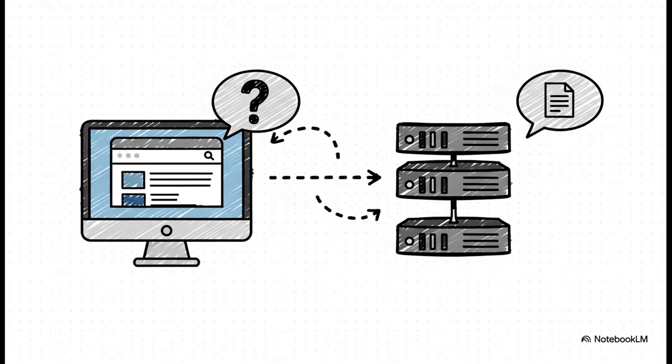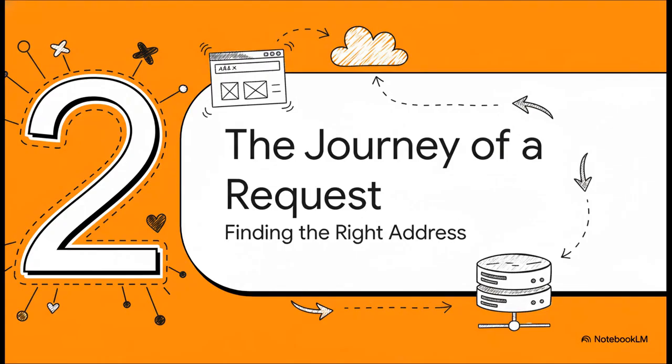Okay, so every one of these HTTP conversations has two main players. First up, you've got the client. That's your web browser. Its job is to ask for things. On the other side is the server, which is just a powerful computer that's storing all the website's files. The client starts the conversation by making a request, and the server's job is to listen and respond. Simple as that.